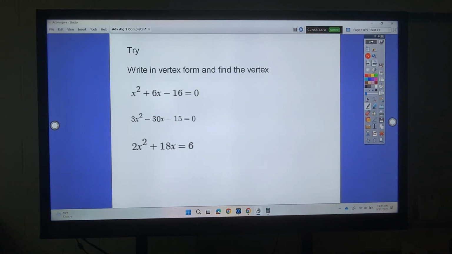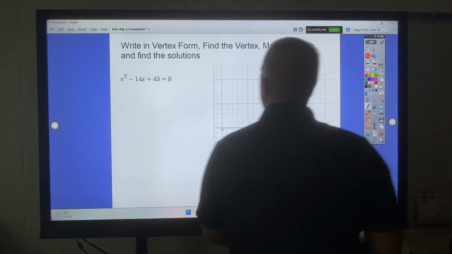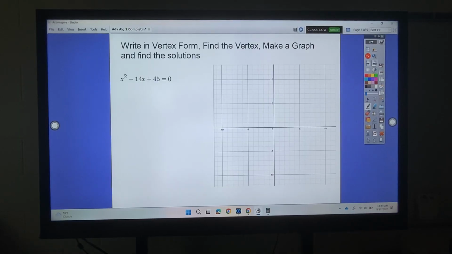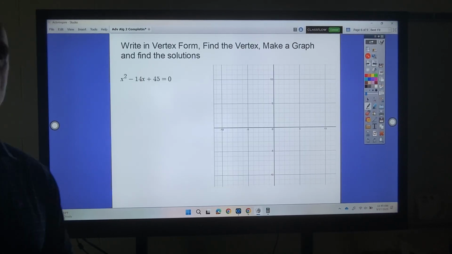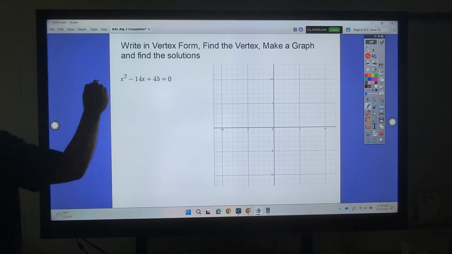So you guys go ahead and try these two. Okay, now what we're going to do is add a piece. We're now going to make a graph and find the solutions. Remember, the solutions are where it crosses the x-axis. Okay? All right? So let's talk about how we do this.